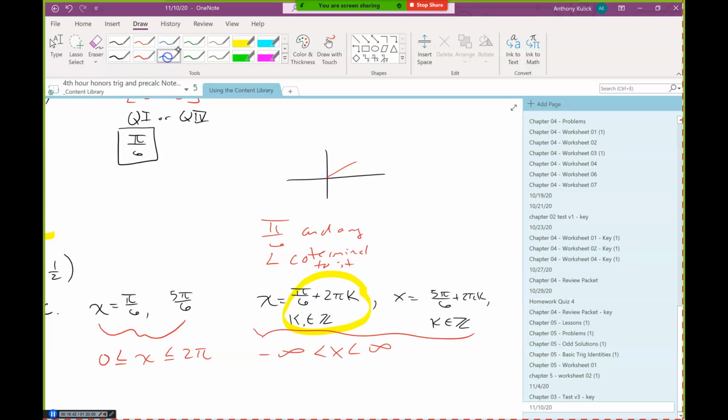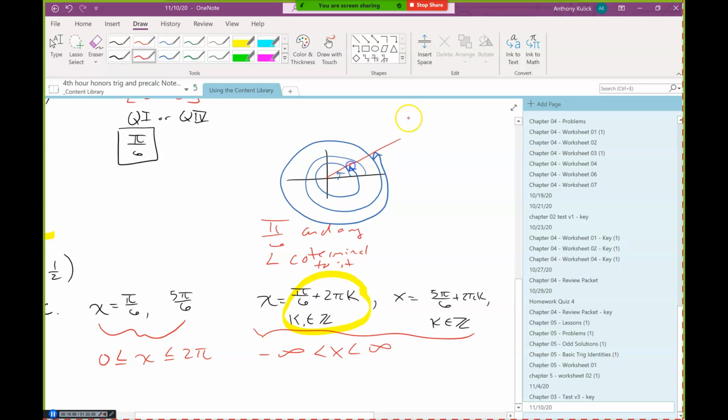So like pi over 6 is here. So we're talking about this angle, and then that angle, etc., right? You guys get what I mean by coterminal? Just as a reminder of what that meant. Is that okay? Let's try another, okay?